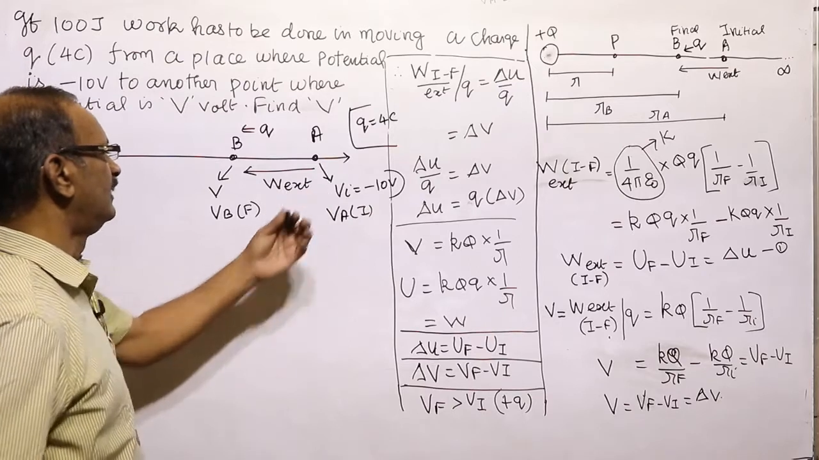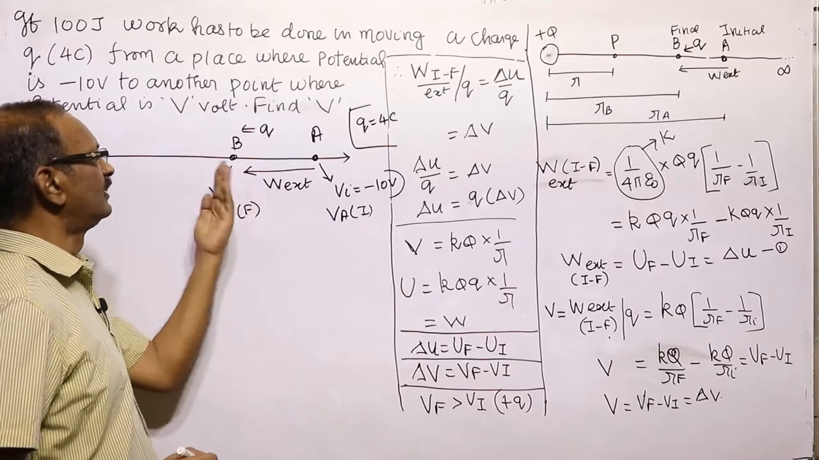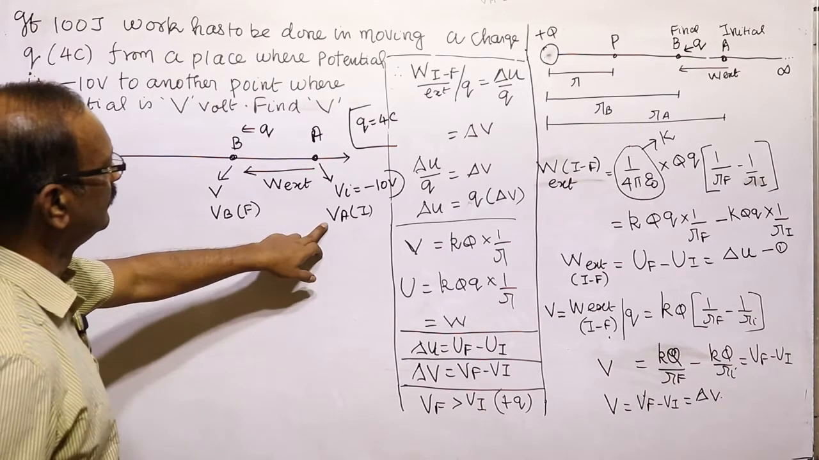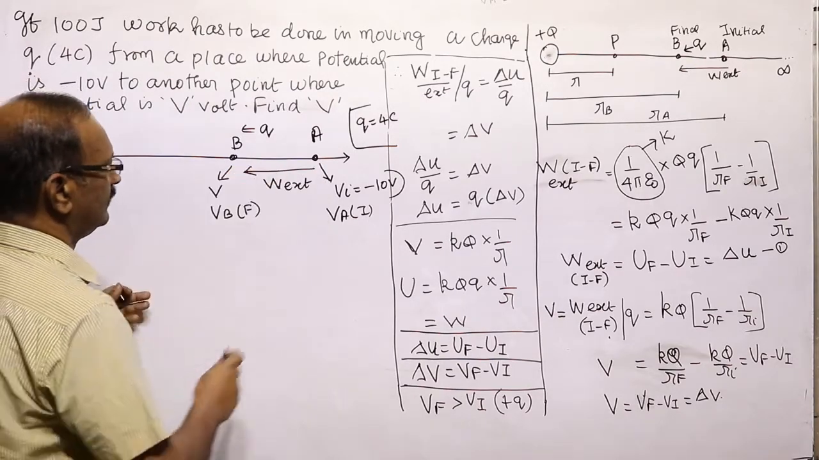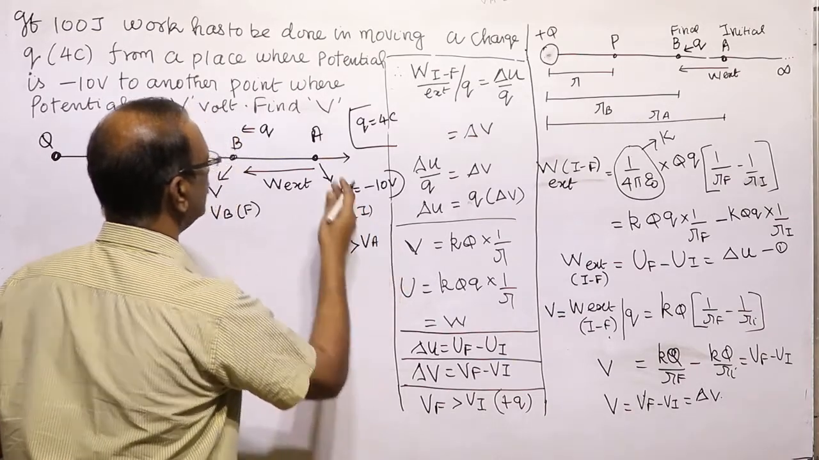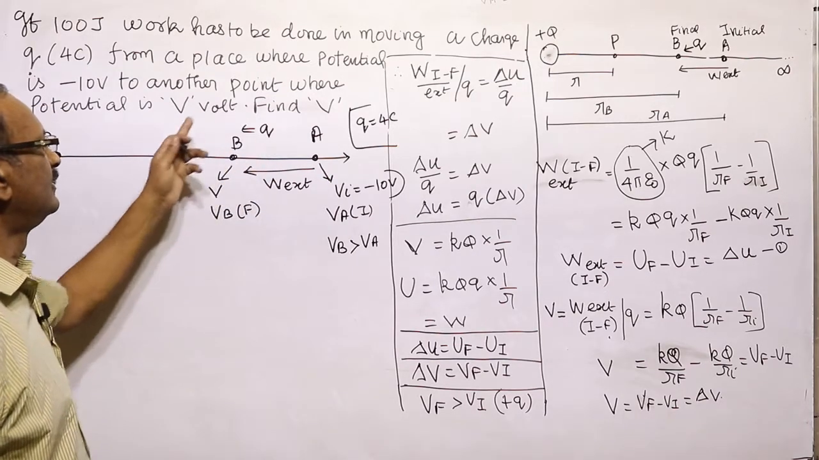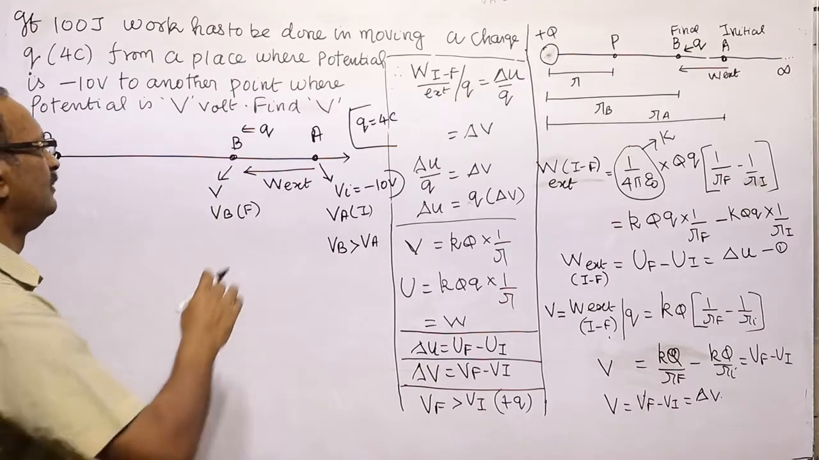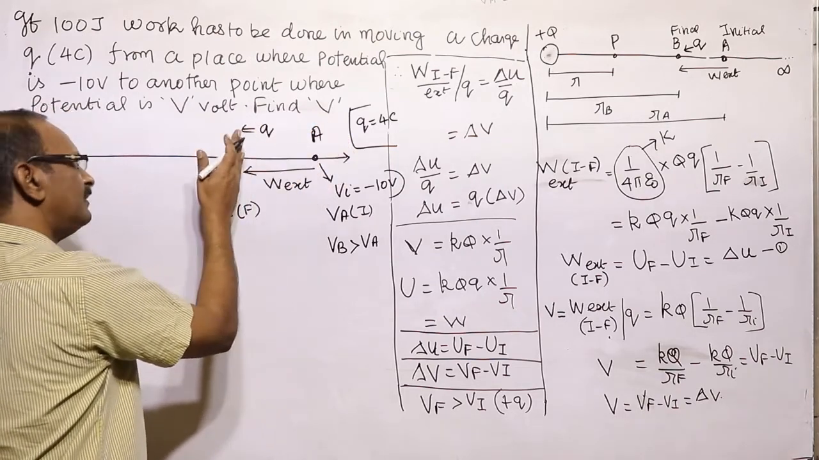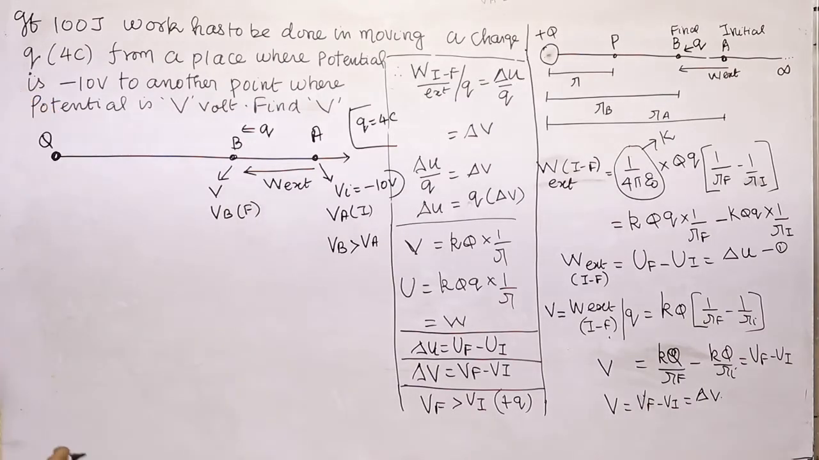Because work is done against the electric field direction, it is the work done by the external source. So the potential at B will be greater than the potential at A, because the work done is converted into potential energy at this point of the electric field. So the potential at B is equal to the potential at A plus the potential due to this work done. That's why VB is greater than VA.